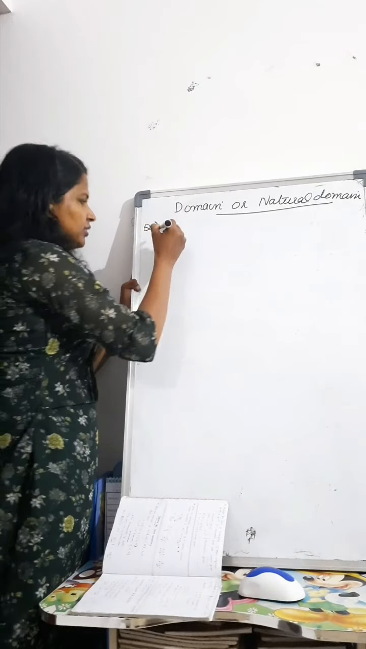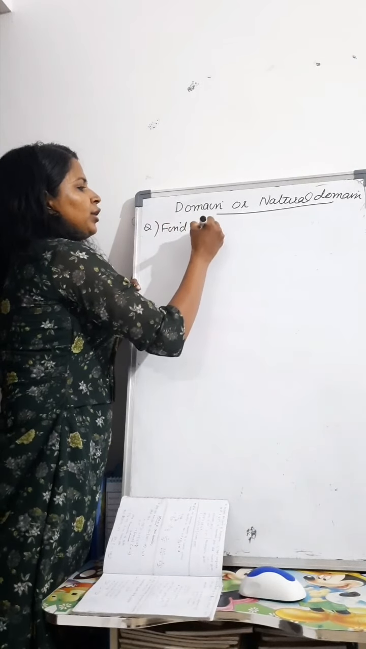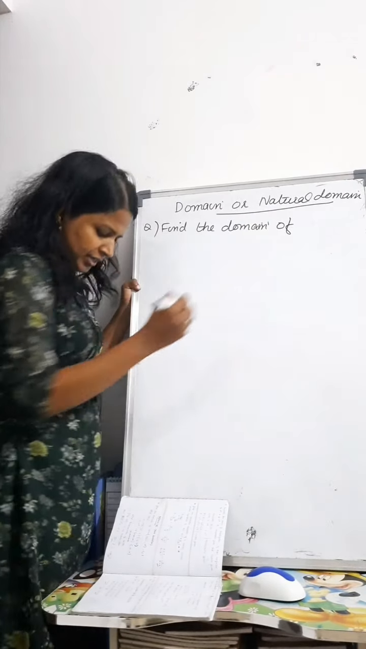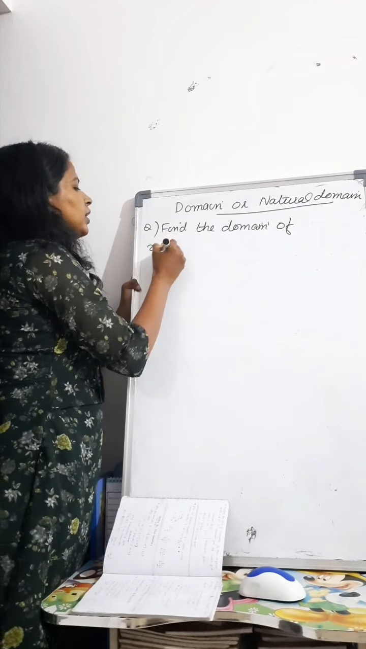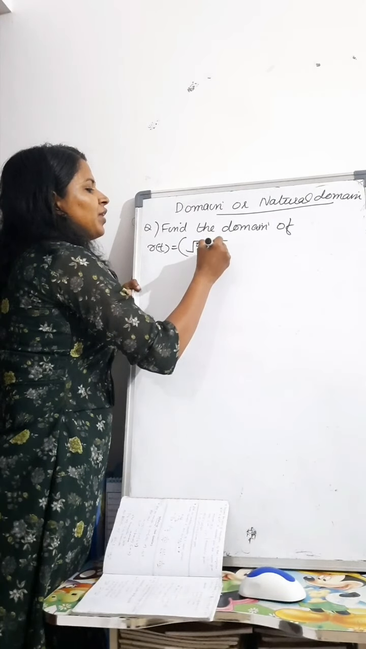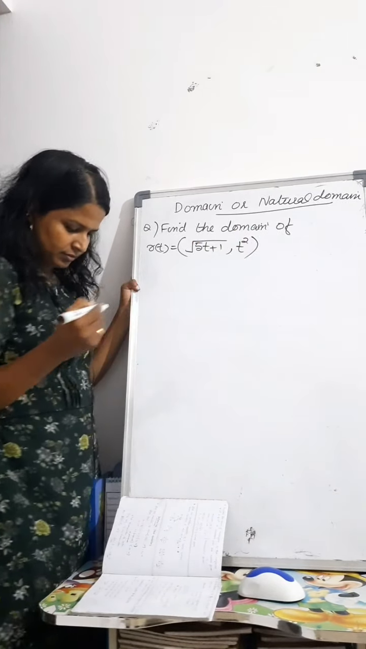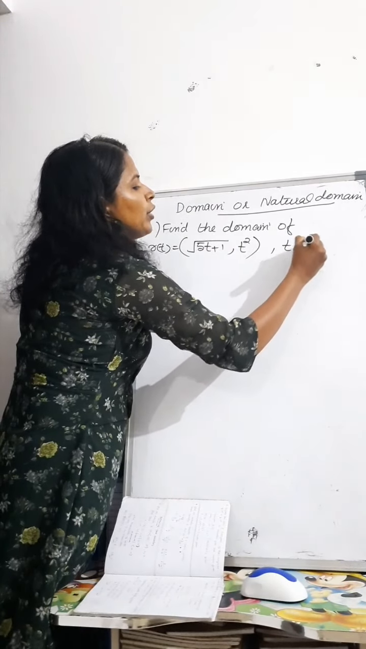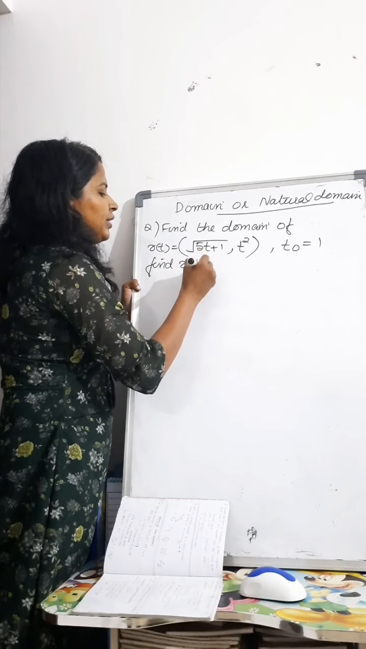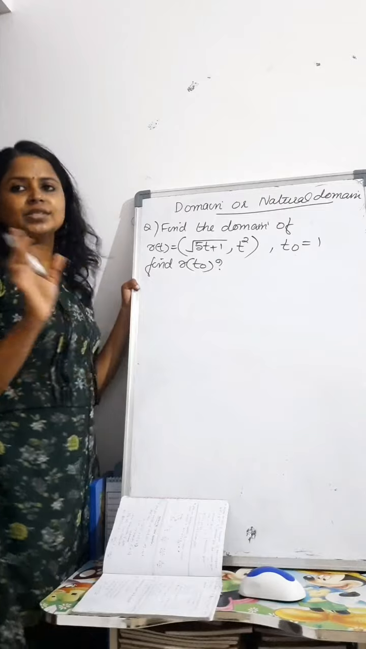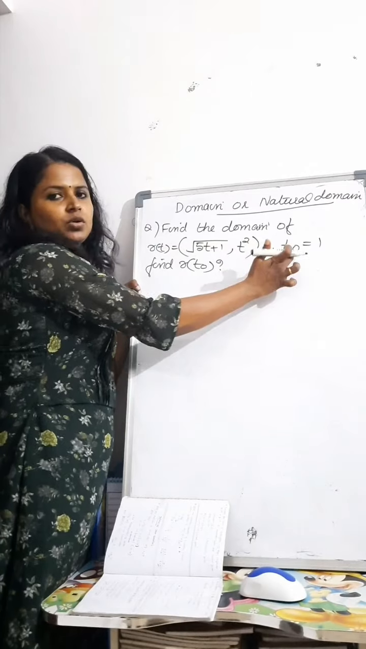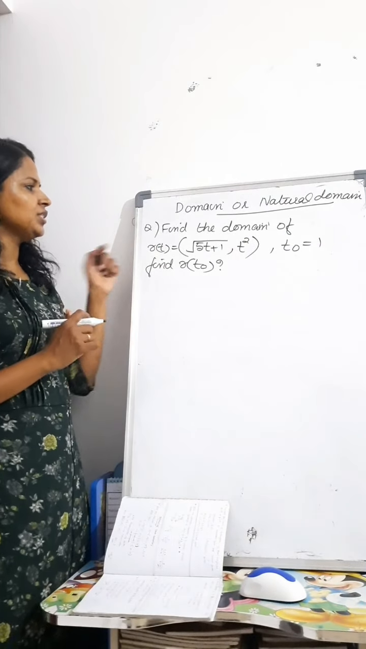Question. Find the domain of r of t equal to root of 5t plus 1 comma t square. Here t0 equal to 1. Find r of t naught. First question, find the domain, then find r of t naught, where t naught is equal to 1. First, the domain.